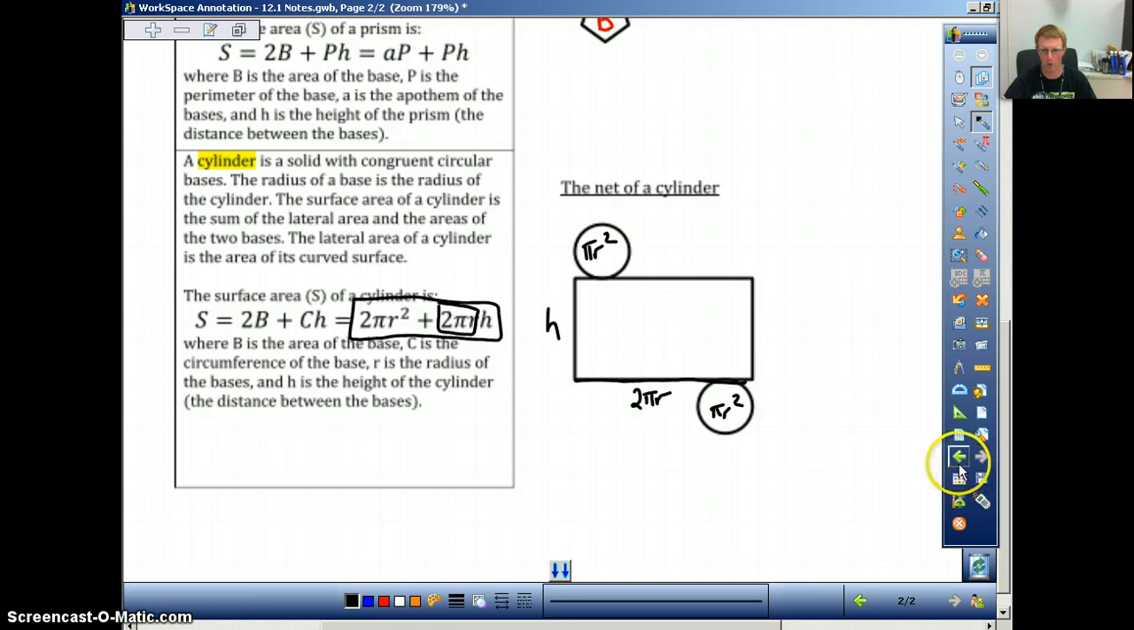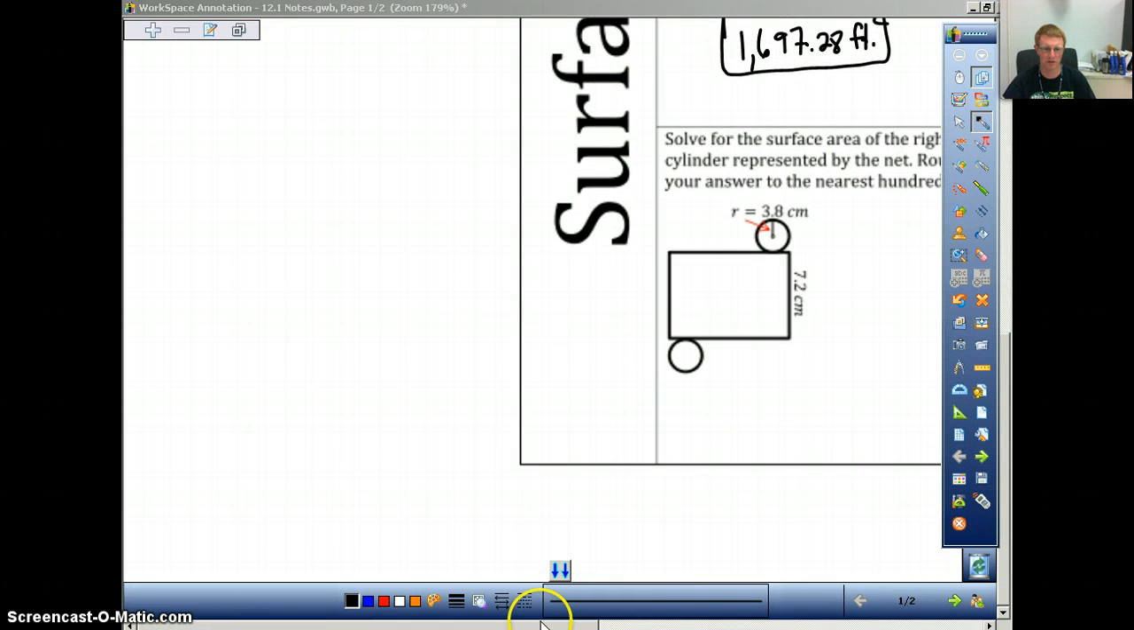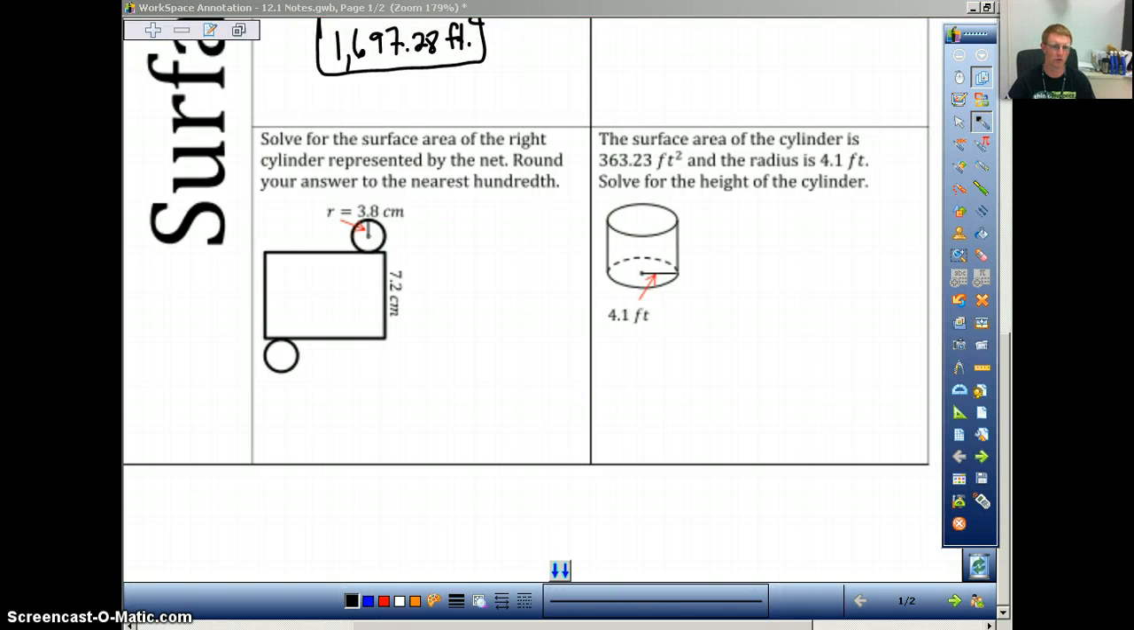Okay, again, let's just get right into these examples. This is easy as long as you have the formula in front of you. So it says solve for the surface area of the right cylinder represented by the net. Round your answer to the nearest hundredth.